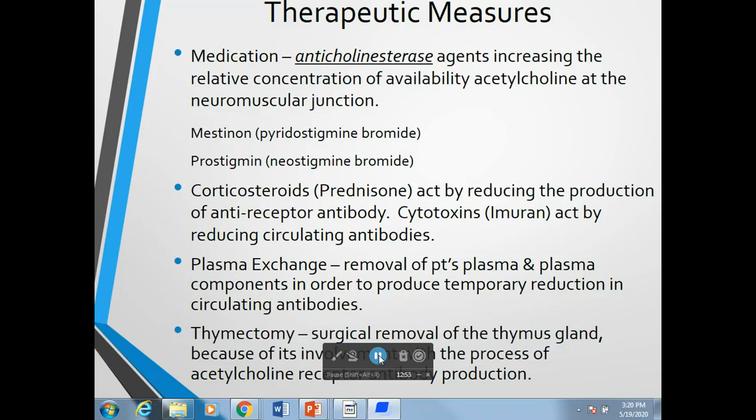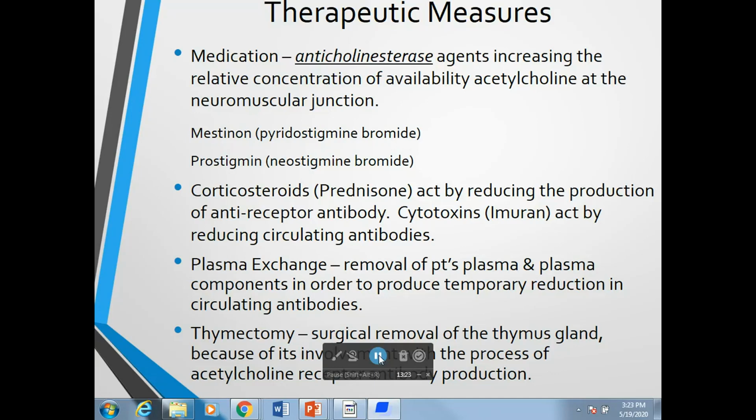Remember how we want to give them the anti-cholinesterase agents? This will increase the relative concentration of available acetylcholine, so that if we have more acetylcholine that can just hang around, then it can go find a receptor that is available so it can get into the muscle to make it contract. Here are two different types of medications that you may see: pyridostigmine and Mestinon.